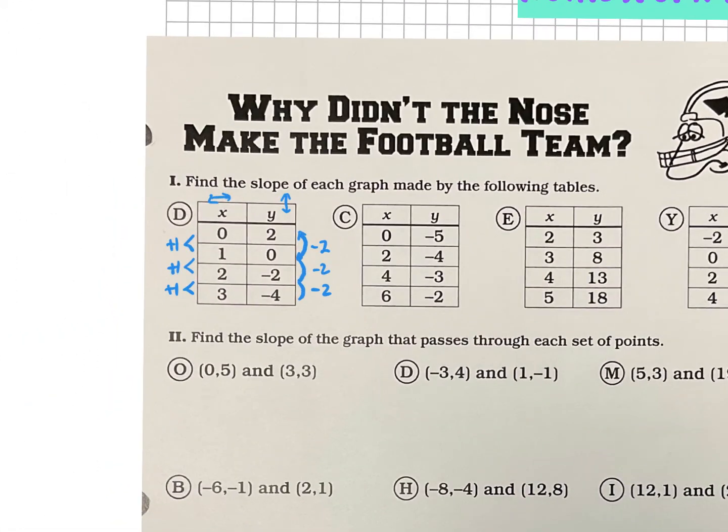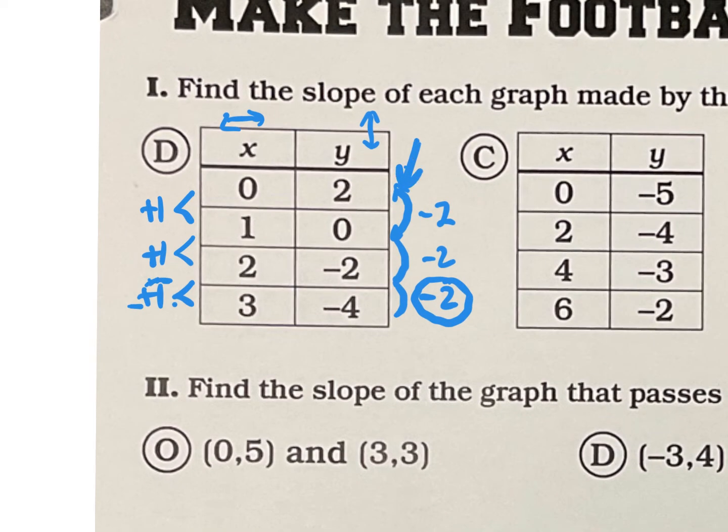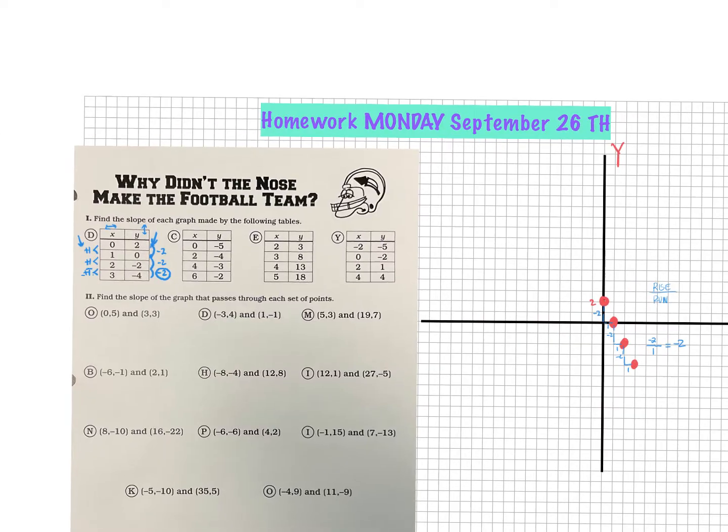So its slope was, you could use any of these, negative 2 divided by positive 1, because we do the rise, which is this column, divided by the run, which is this column. So negative 2 divided by 1. So do we have to graph it?